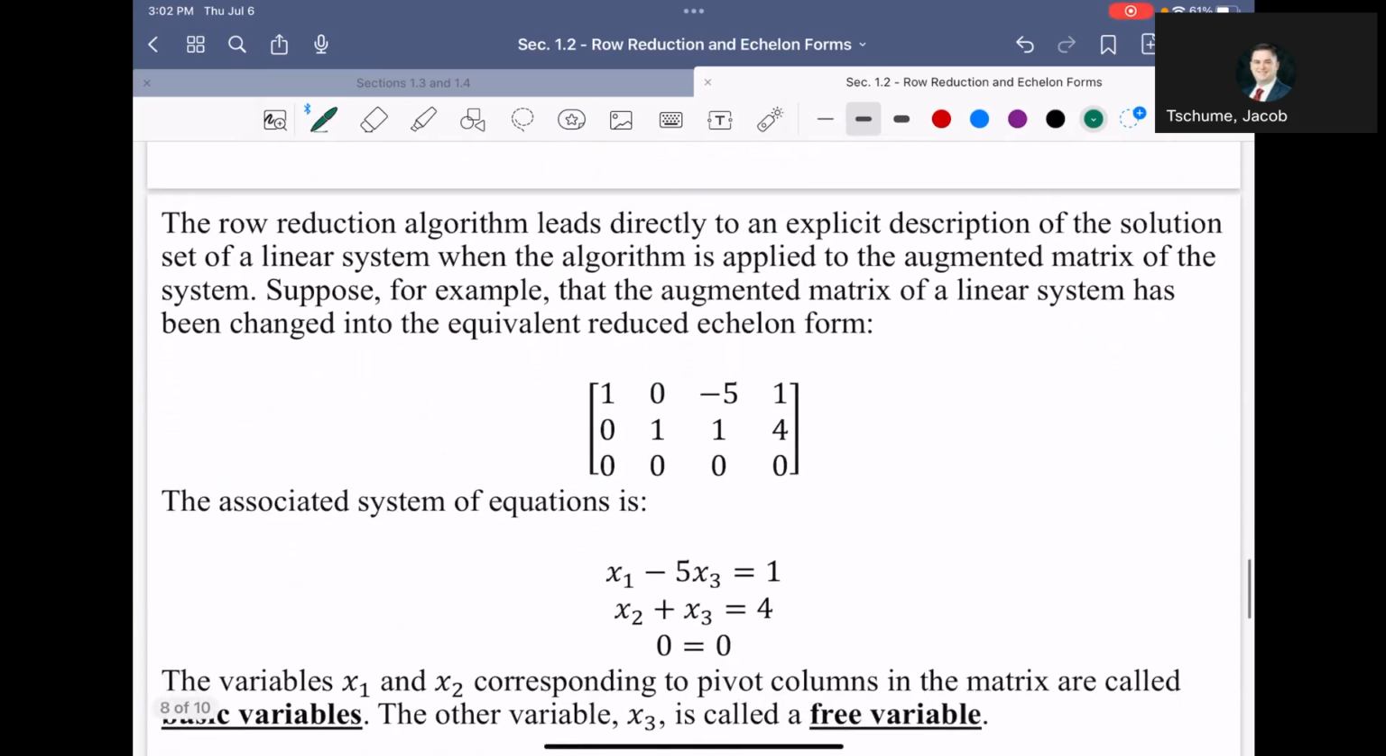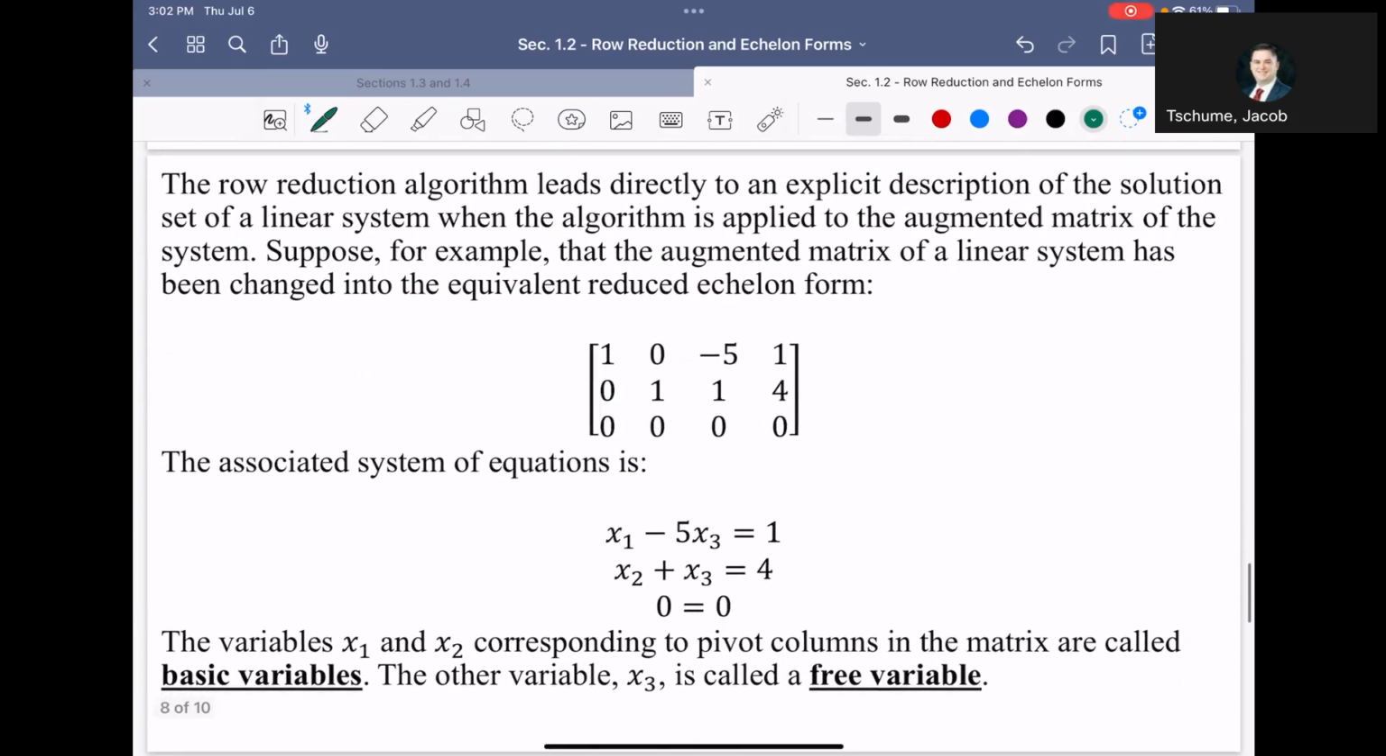All right, so the last thing I want to cover in this video, because there really isn't much new to talk about, is these rows of all zeros. What exactly does that mean when you get that? That's what we're going to talk about for the last 15 or so minutes of this video. The row reduction algorithm leads directly to an explicit description of the solution set of a linear system when the algorithm is applied to the augmented matrix of the system.